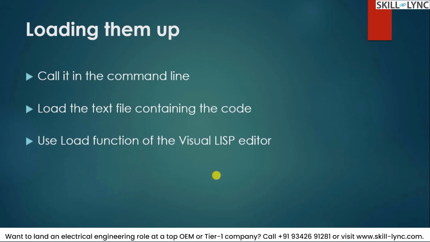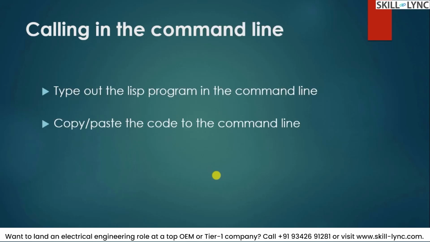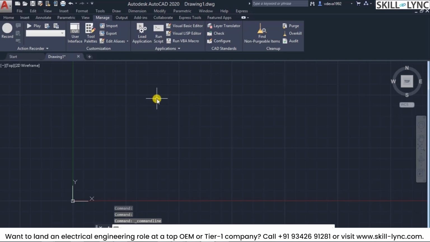The first example we've seen is to call it directly on the command line. Second is to load the text file that contains the code. And the third way is to load the function in the Visual LISP editor. We'll look into them one by one now. First, in the command line, we have to type the LISP program that we want to call using the command line itself, or we can copy and paste the code that we have onto the command line. So first off, let us call the command directly in the command line.